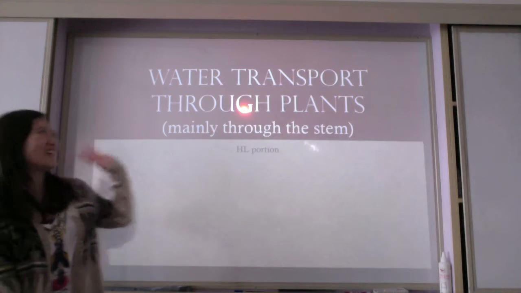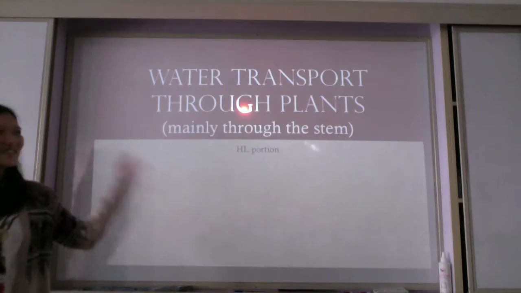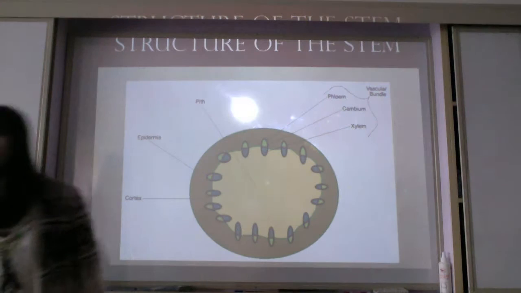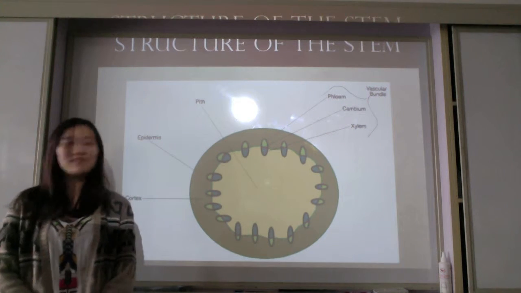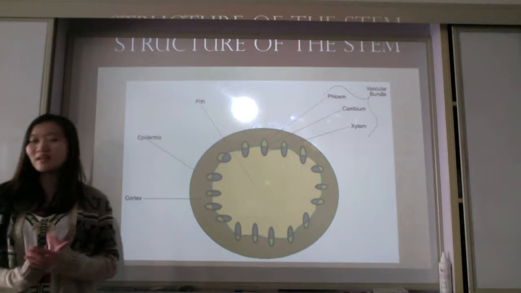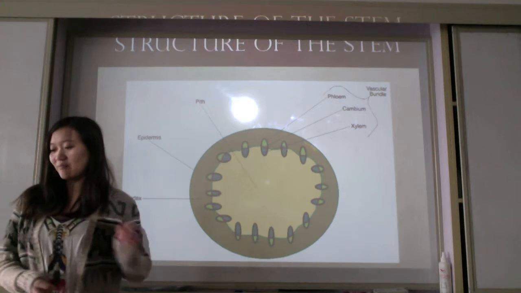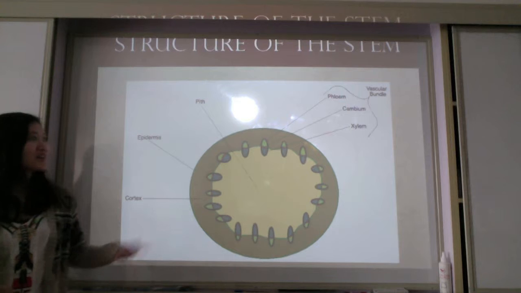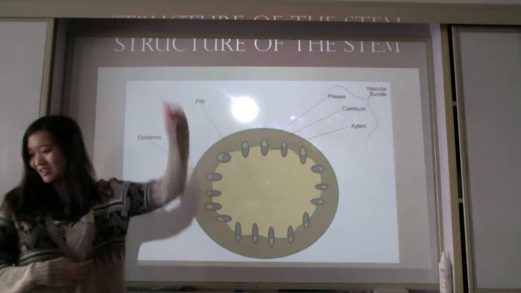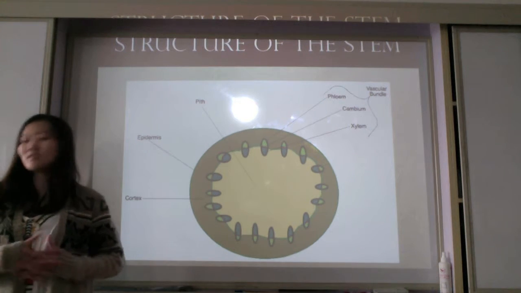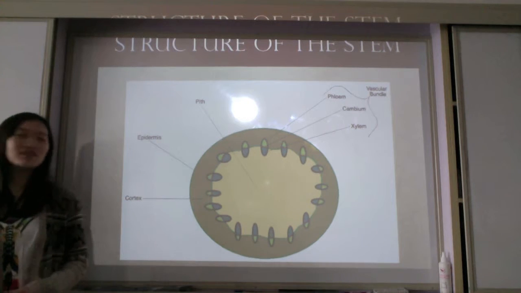So I'm going to talk about water transport through plants, through the stem. First we need to know about the structure of the stem. Mainly, stems are used to transport materials between leaves, roots, and flowers by using the xylem and the phloem, and also to support aerial parts of the plant.